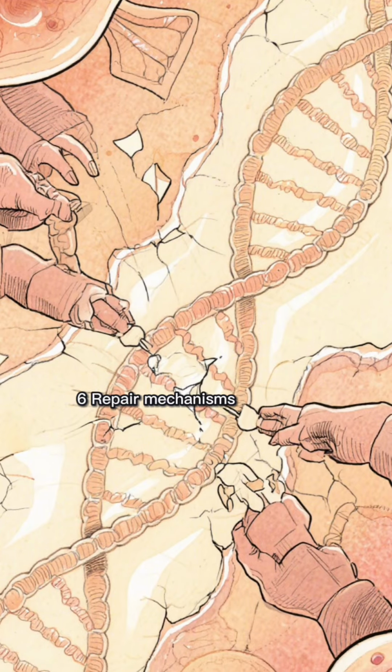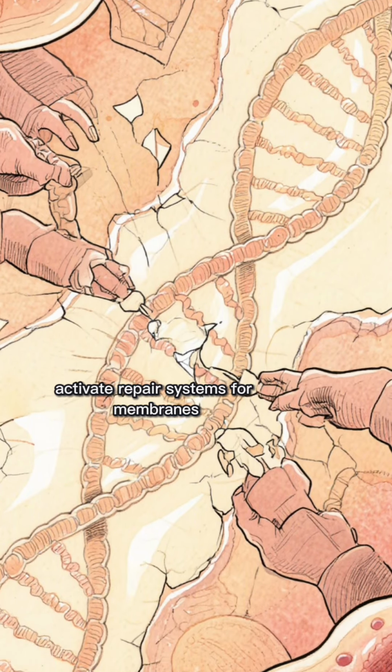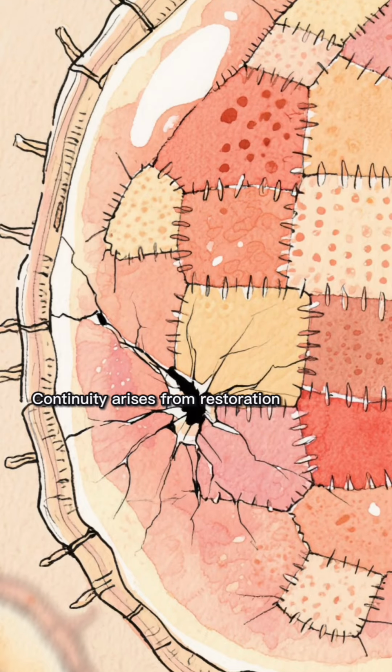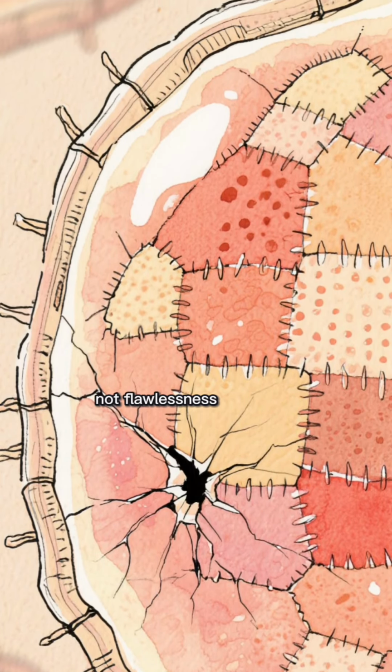6. Repair mechanisms. Cells activate repair systems for membranes, proteins, and DNA. Continuity arises from restoration, not flawlessness.